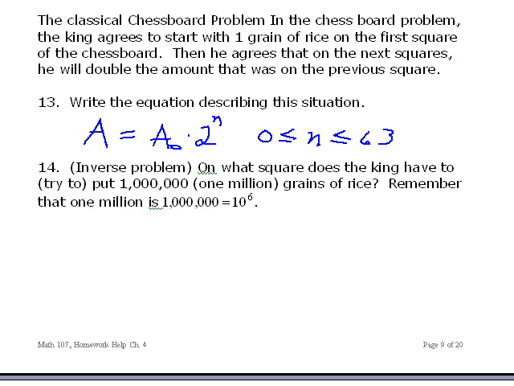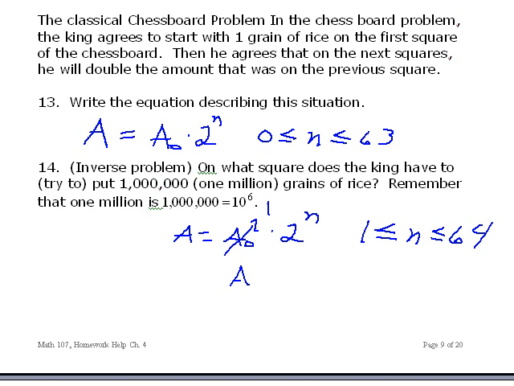Or if I don't want to start with 0, this is a at time 0, of course, times 2 to the n, and now n can vary between 1 and 64. So it just depends on whether you want to number your chessboard starting with 0 or starting with 1. So there's your equation. And now, what is a0? He was supposed to put 1 grain of rice, so this is really 1, and so you have a pretty easy problem. Or simple rather, it is 2 to the n.